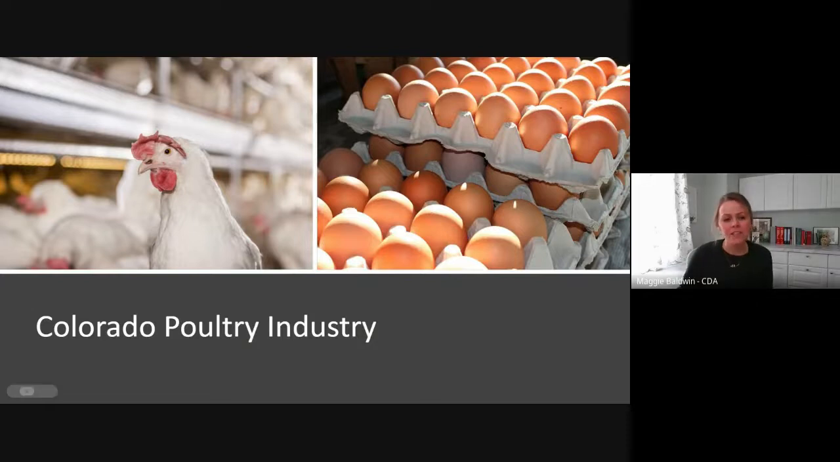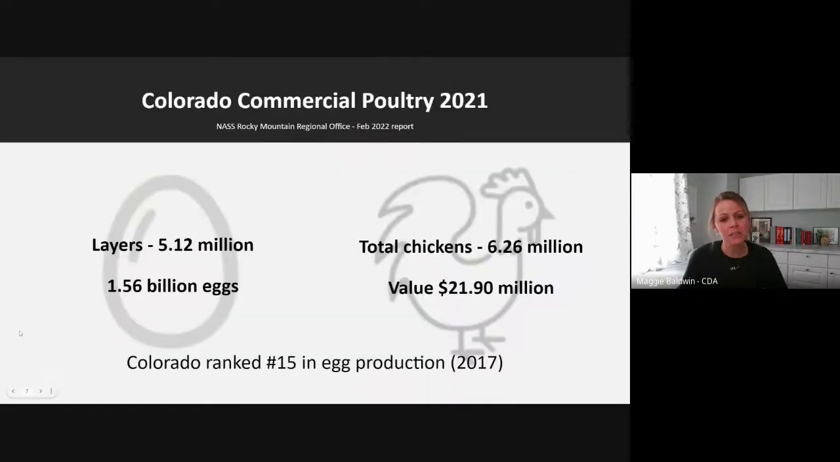Okay. I thought just to set the stage so everybody understands what the Colorado poultry industry looks like. And nobody knows this better than our commercial poultry producers, but we've got a lot of other entities on the line. So just to give you an overview, this is a report that just came out recently from the NASS Rocky Mountain Regional Office. And this is the report from 2021. What did the commercial poultry industry look like in Colorado?